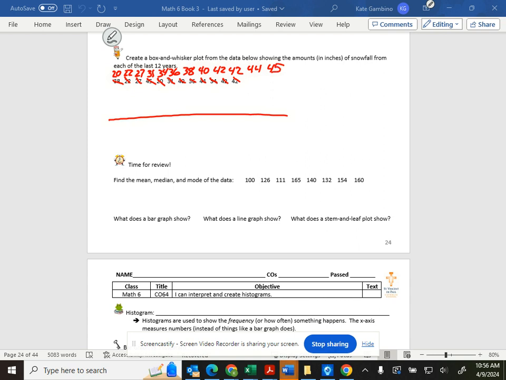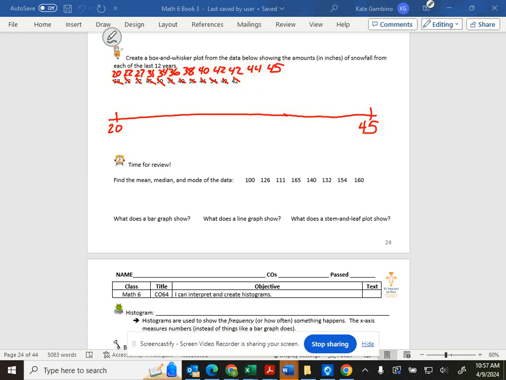Now, what number am I going to want to start my number line at? 20. I don't have to go all the way to 0, because that's a whole lot of writing I don't have to do. I know my lowest number is a 20, so I'm going to start with the 20 here. What's my highest number need to be? 45. So how do I want to go from 20 to 45?